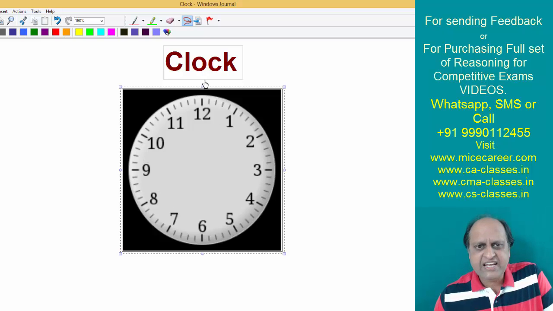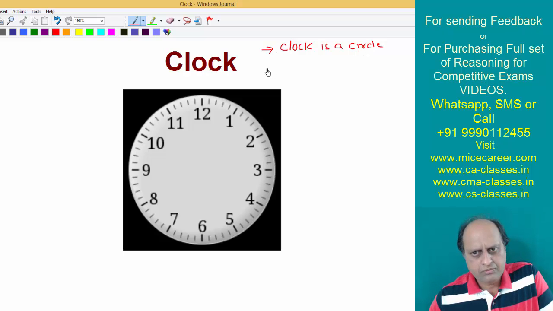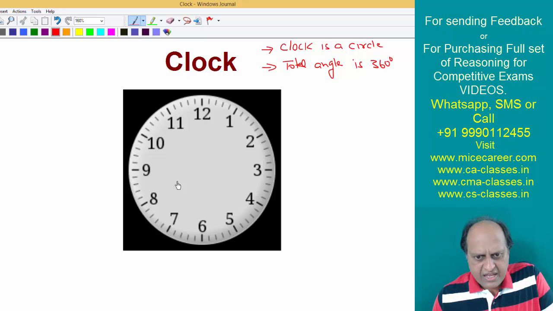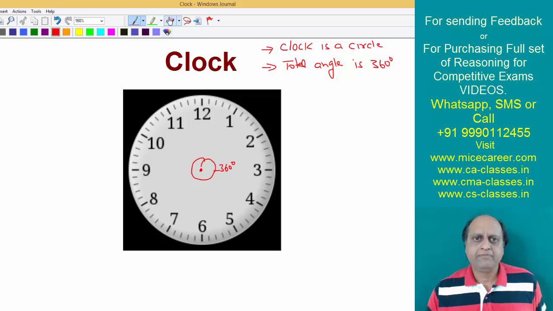A clock is basically a circle. Now I'll keep writing certain points for your reference. Clock is a circle. Yes or no? Total angle is 360 degree. If we consider the angle at the center like this, total angle is 360 degree. Okay.